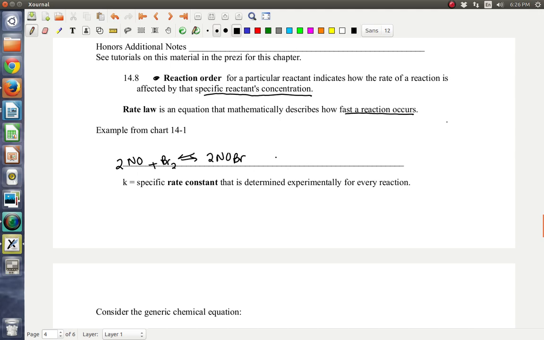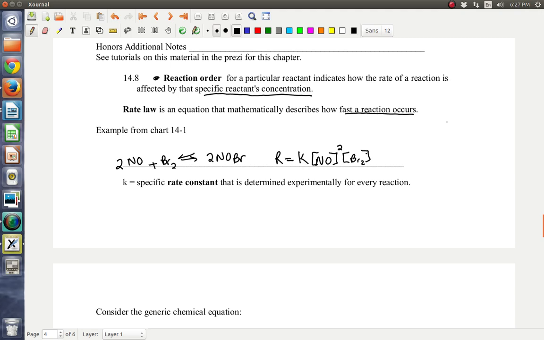And so if we write the rate law for it, or the rate equation, rather, it's R, which stands for the rate, equals a constant, there's lots of constants in chemistry, times the concentration of the nitrogen monoxide to some power, and this time it was squared, times the concentration of bromine.